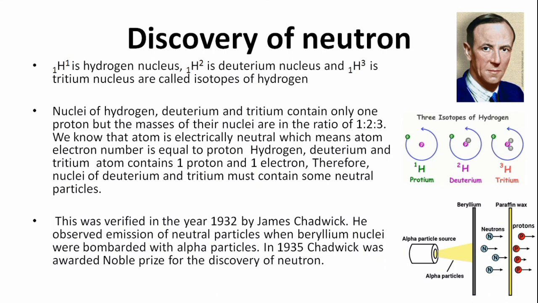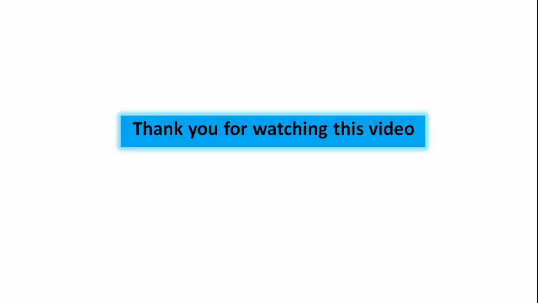This was verified by James Chadwick in the year 1932, and he observed the emission of some neutral particles when he bombarded beryllium nuclei with an alpha source. And in 1935 he was awarded a Nobel Prize for the discovery of the neutron. So thank you for watching this video.